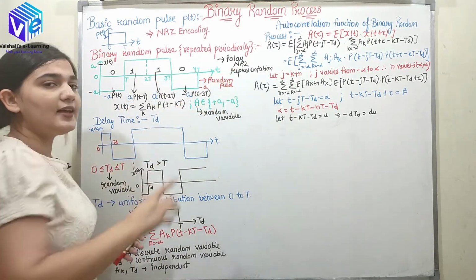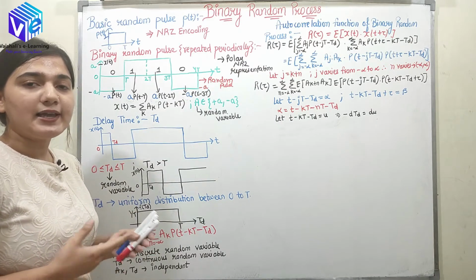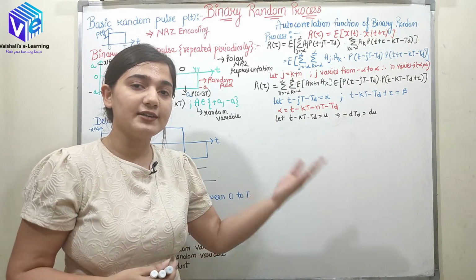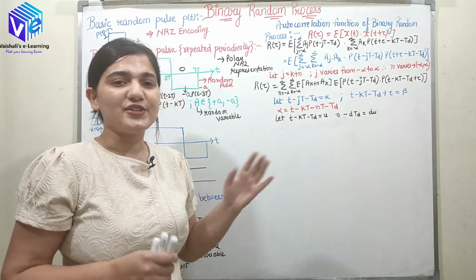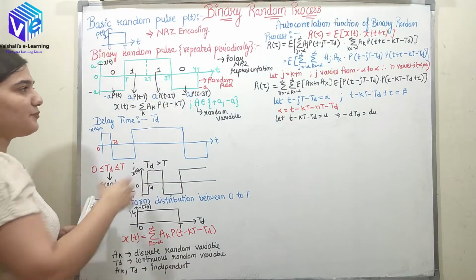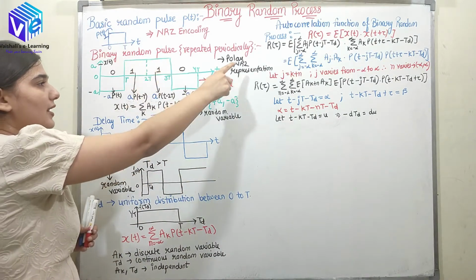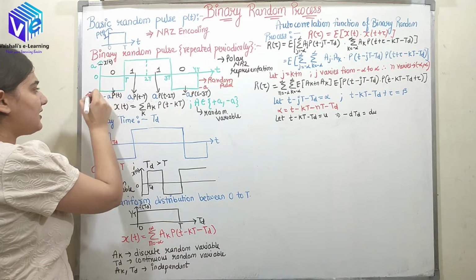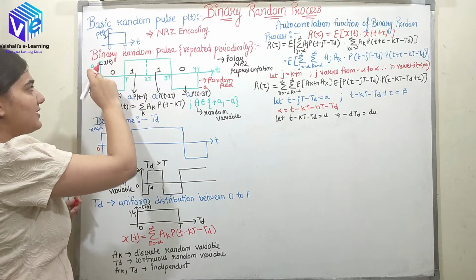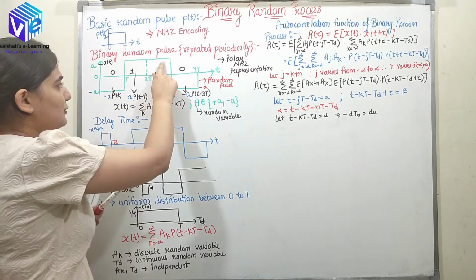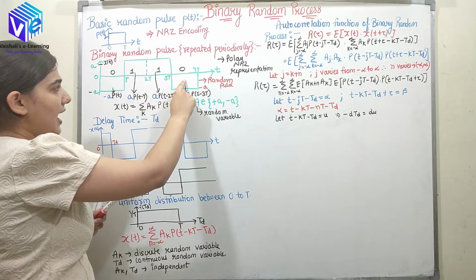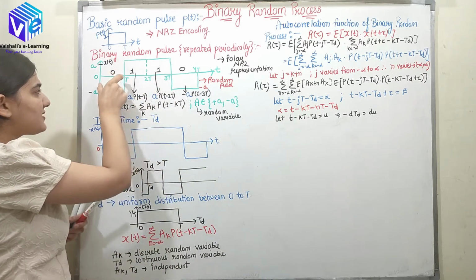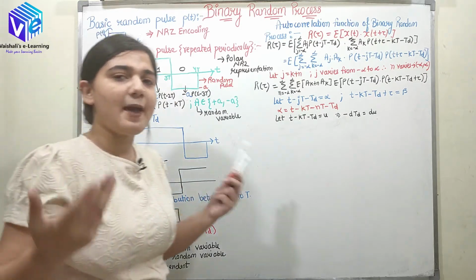And here I have done the polar NRZ line encoding, the way I said. In polar NRZ encoding we have generated the binary random process. So if I have to generate the binary random process, I'll take the polar NRZ representation of this data. Here 0 is represented by the amplitude minus A and 1 is represented by the amplitude A. Here also 1 is represented by the amplitude A and 0 by the amplitude minus A. Each duration is capital T.